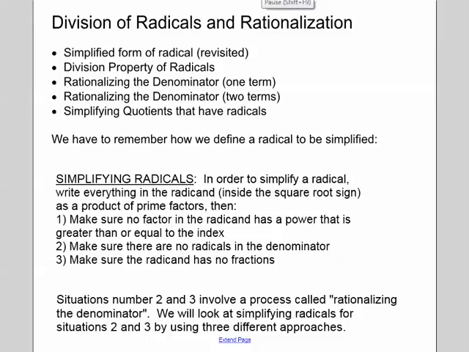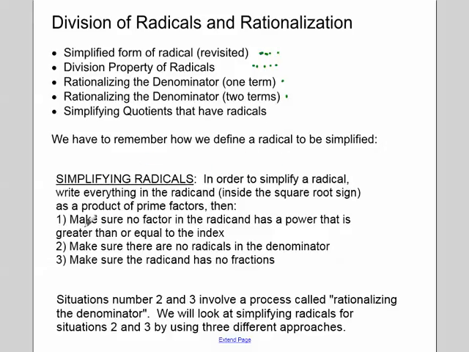Alright, we are dividing radicals here. So we're going to take a look at a couple different things. Maybe a simplified form of a radical, and we're going to take a look at that. We're going to talk about the division property of radicals, and then rationalizing with one term and rationalizing with two terms. But essentially, we're going to take a look at simplifying radicals.